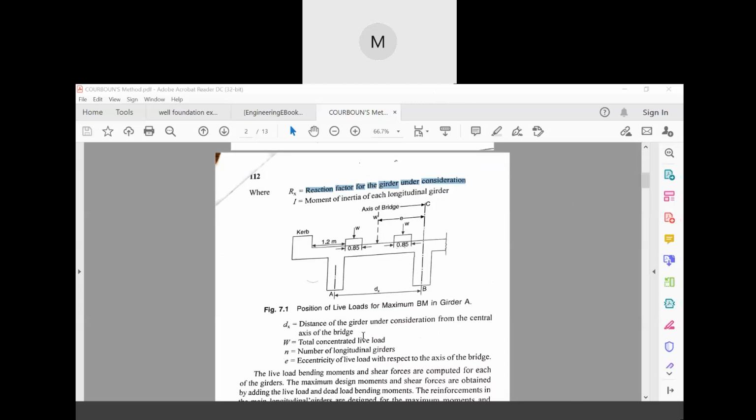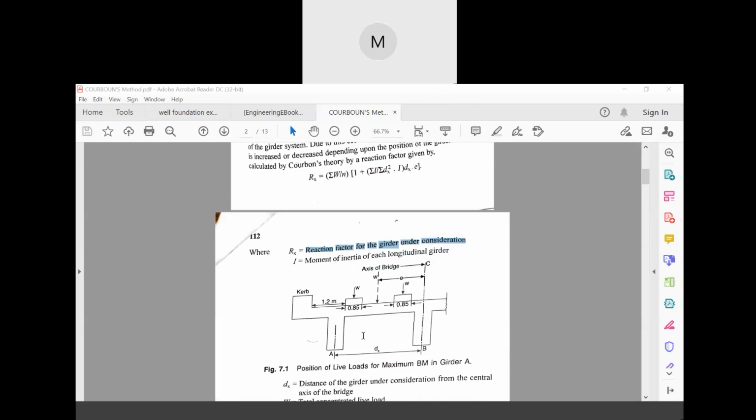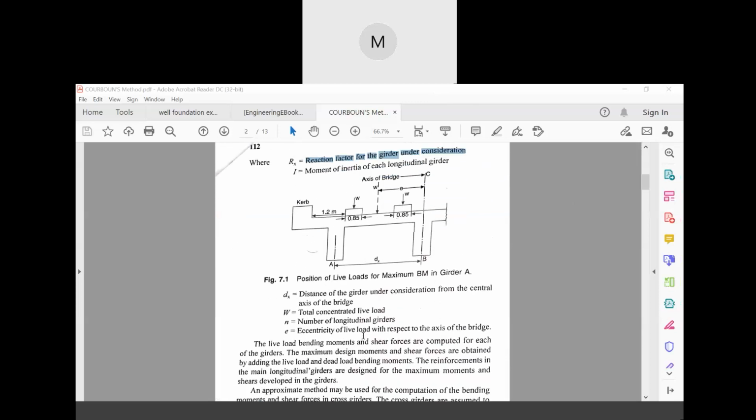So here, Rx is the reaction factor of the girder. I is the moment of inertia of its longitudinal girder. dx is the distance of the girder under consideration from the central axis of the bridge. So this is the central axis. So dx is this one, that means this part.